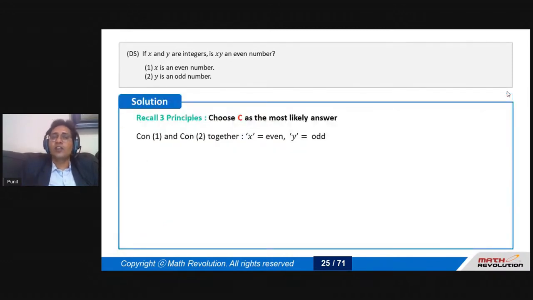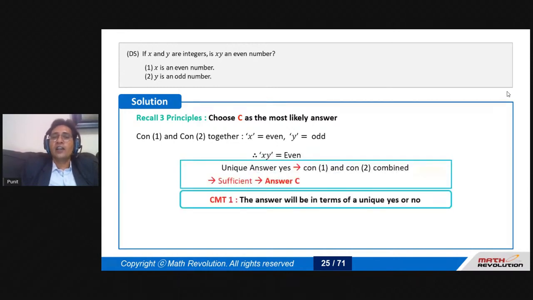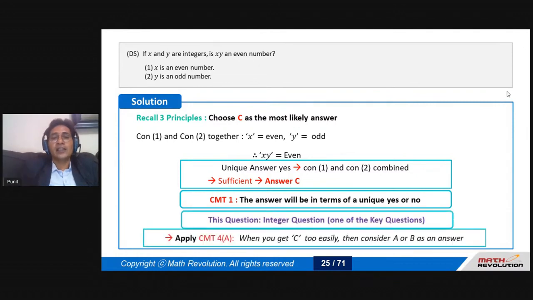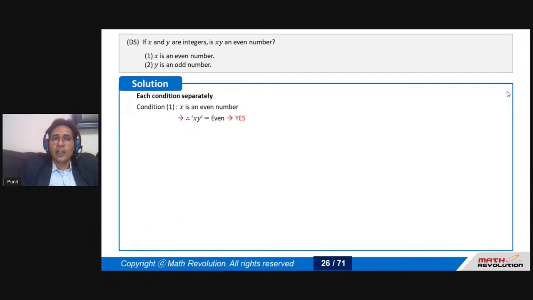If I combine both the situations, for xy to be an even number, definitely one of them has to be even. That is what my situation says. x is even, y is odd, even times odd is an even number. So I'll definitely jump to mark the answer as C, but again, it's an integer question. It's a key question. I'll hold, I'll check for A.